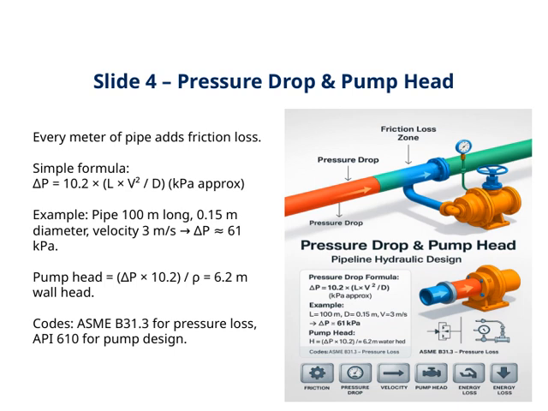In this case, that results in about 6.2 meters of wall head. It's also important to remember that there are standards and codes guiding these calculations. For pressure loss, we refer to ASME B31.3, and for pump design, we look at API 610. These standards ensure we're designing safe and efficient systems that meet industry requirements.